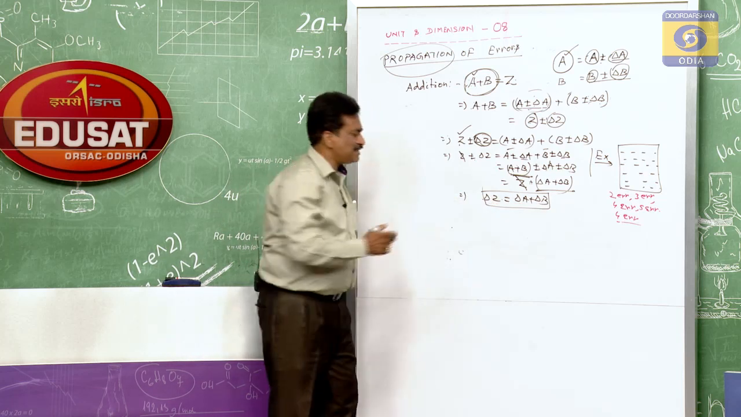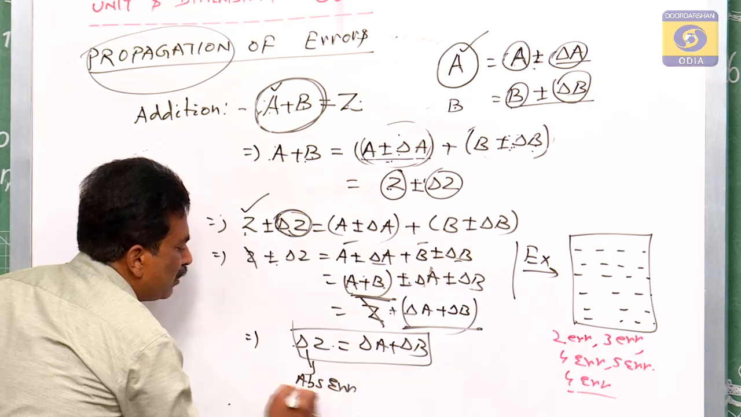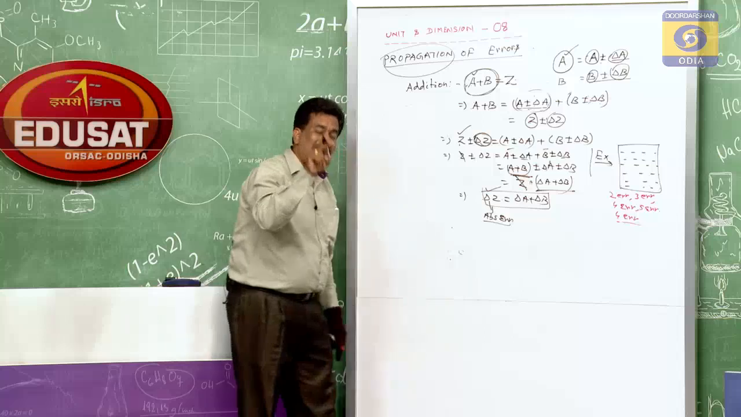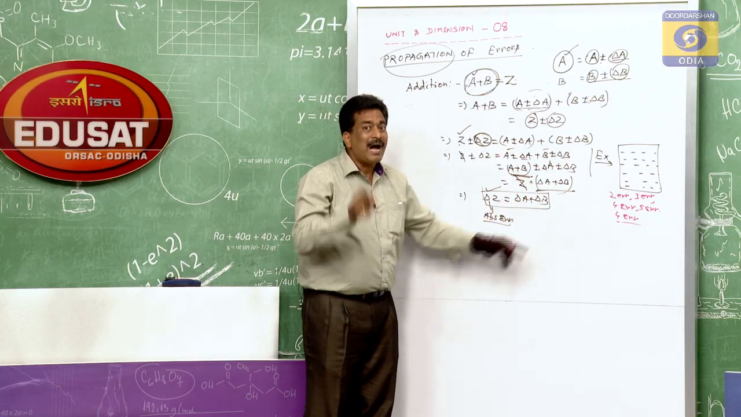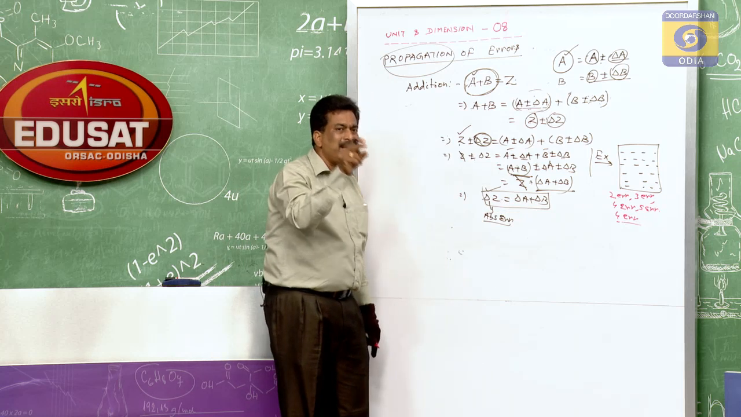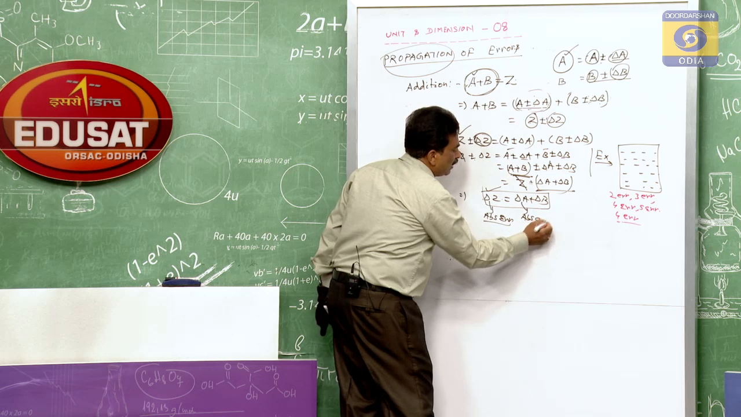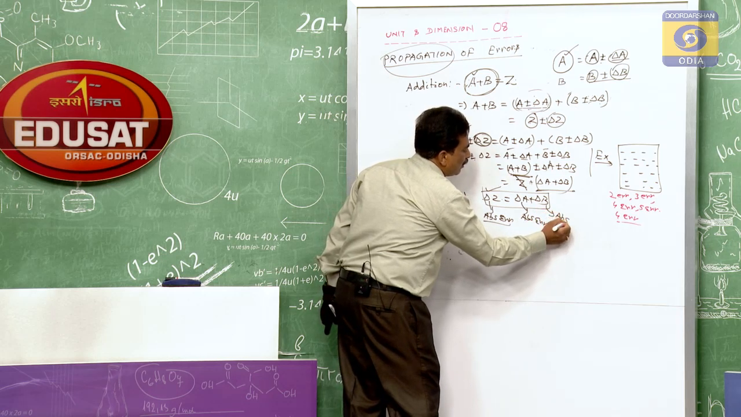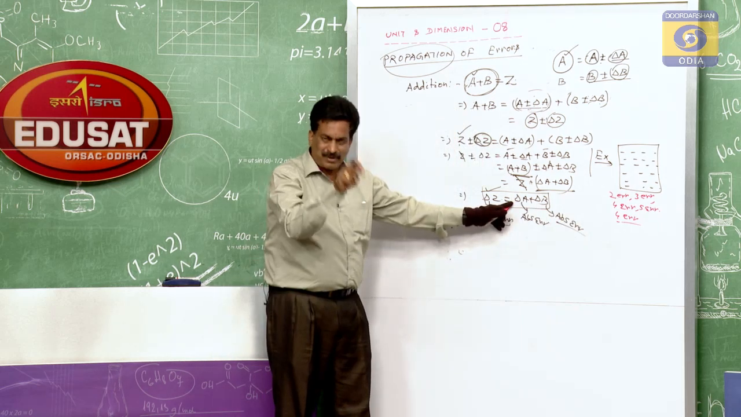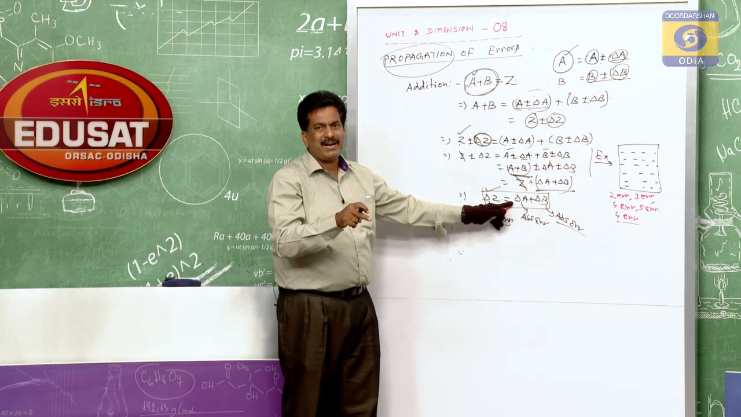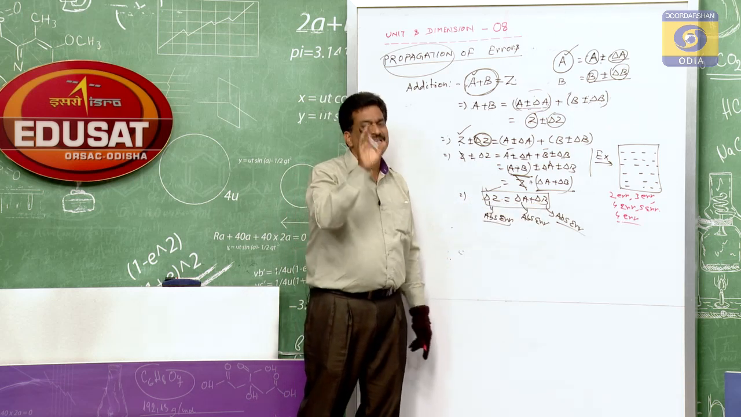What is our del Z? This is the absolute error. The absolute error of the addition is equal to the sum of the absolute errors of the individuals. This is also your absolute error, and this one is also your absolute error. So, this is the absolute error of the first physical quantity, and this is the absolute error of the second physical quantity.